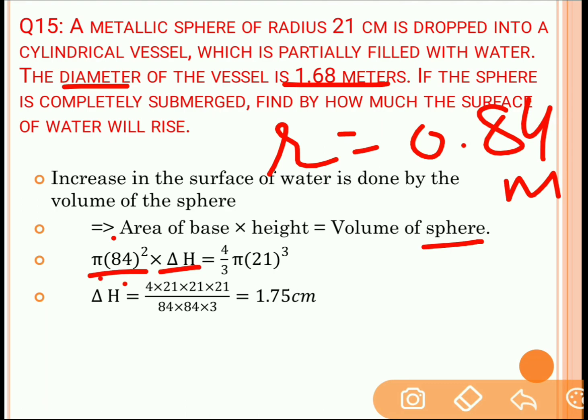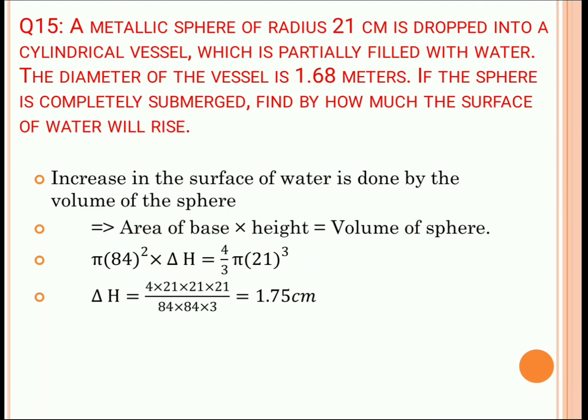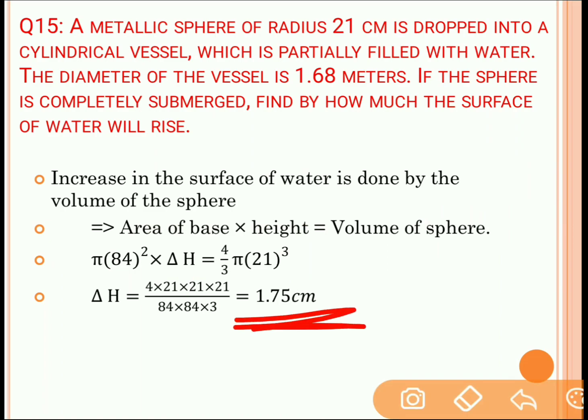So pi r square into delta H will be equal to the volume of the sphere, because water has risen because of the sphere. So volume of the sphere is 4/3 pi r cube. Radius is 21 centimeter. So that's why we have taken dimensions in centimeter. From this equation we can find out the delta H, and the value of delta H will be equal to 1.75 centimeter. So by this 1.75 centimeter, the water will rise in the cylindrical vessel.